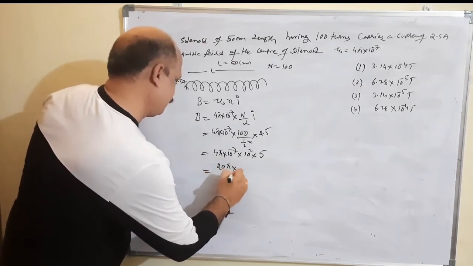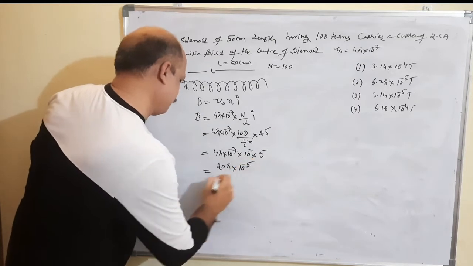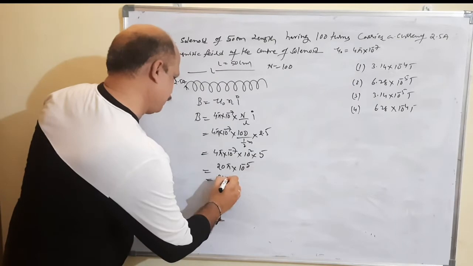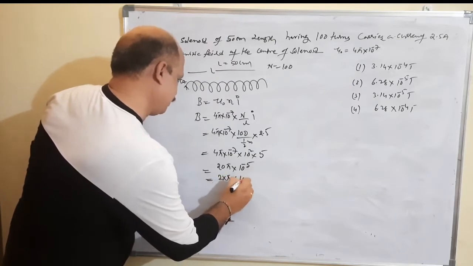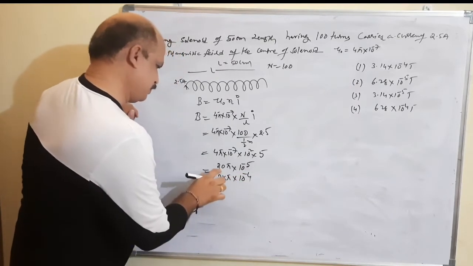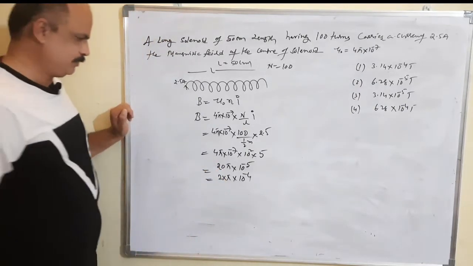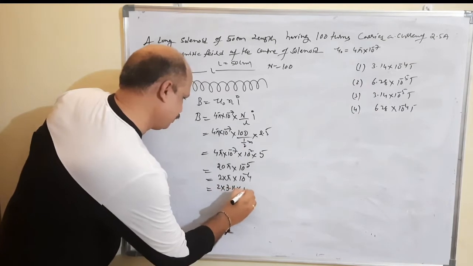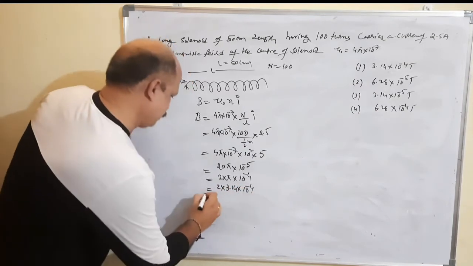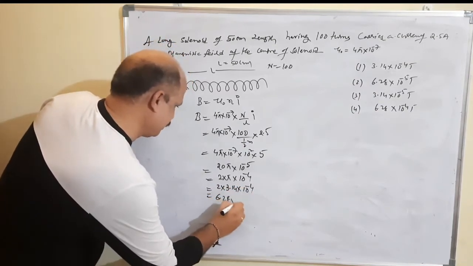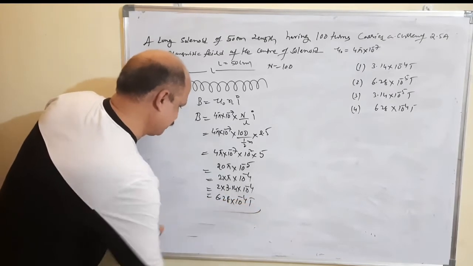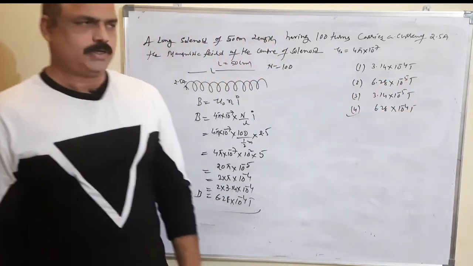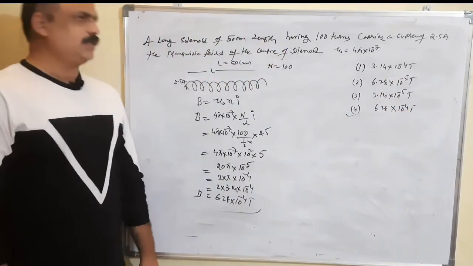20 pi into 10 to the power of minus 5. So here we can write it as 2 into pi into 10 to the power of minus 4. So here 20 is nothing but 2 into 10. So what is pi here? 2 into 3.14 into 10 to the power of minus 4. So here 6.28 into 10 to the power of minus 4 Tesla. So our correct option is the fourth option, 6.28 into 10 to the power of minus 4 Tesla.